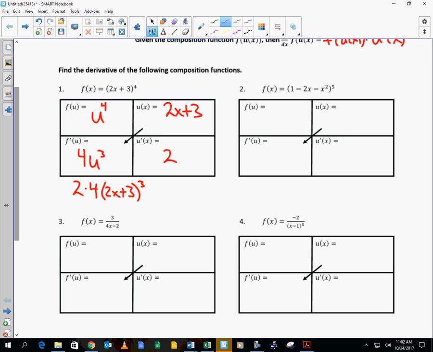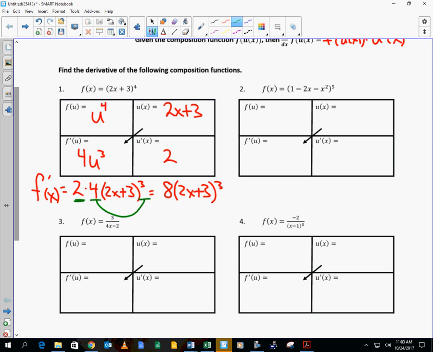Can I multiply the 2 and the 4? So therefore, f prime of x ends up being 8 times (2x + 3) cubed. Look at the original part here. Okay? Derivative of the inside times the derivative of the outside with the inside left alone. You see that? Okay. Let's practice again.